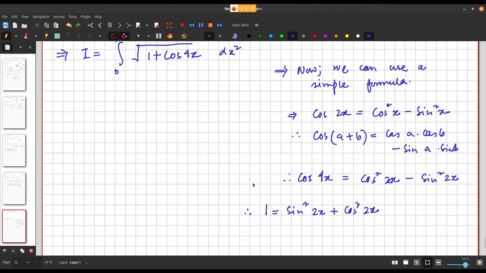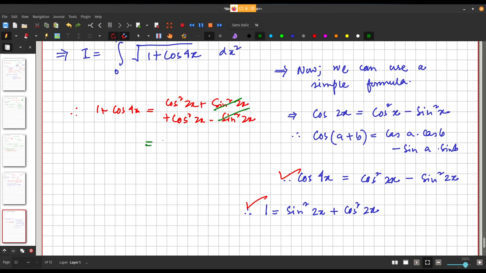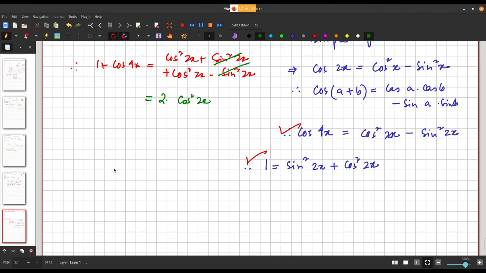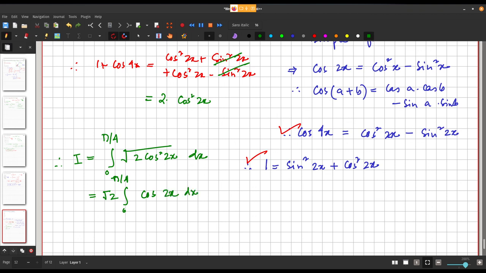Okay, so if we use this formula and this formula, we will see that 1 plus cos 4x, we can write it as cos square 2x plus sin square 2x plus cos square 2x minus sin square 2x. Okay, then these two terms will get cancelled out, and this will be just equal to 2 times cos square 2x. So our integration becomes very simple here, 0 to pi by 4, root over 2 times cos squared 2x dx, and this will be root 2 times the integral from 0 to pi by 4 of cos 2x dx.